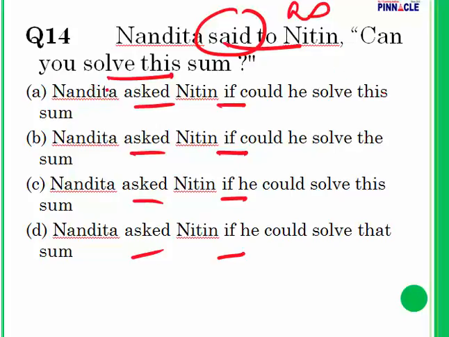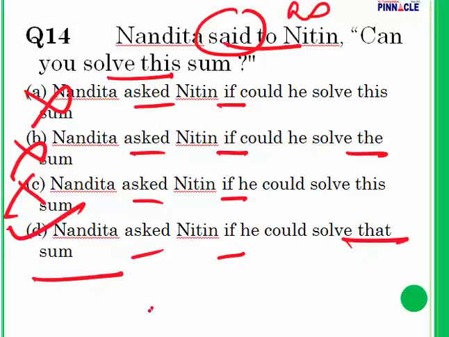Here we have this, so this gets eliminated. Here we have no this or that, this also gets eliminated. Here again we have this, so this also gets eliminated. This sum will change to that sum. Yes, here we have that sum. So my answer is D. Answer D.